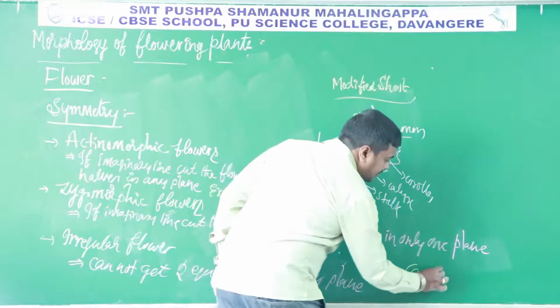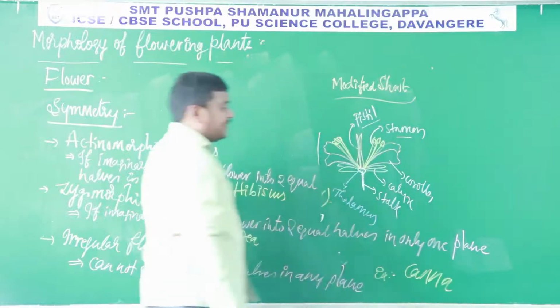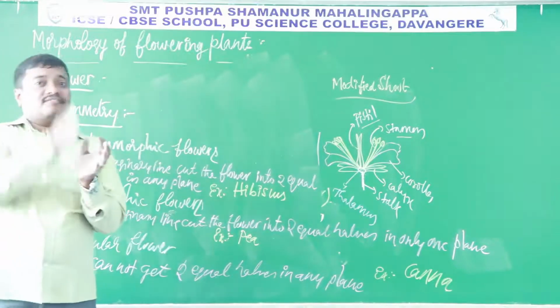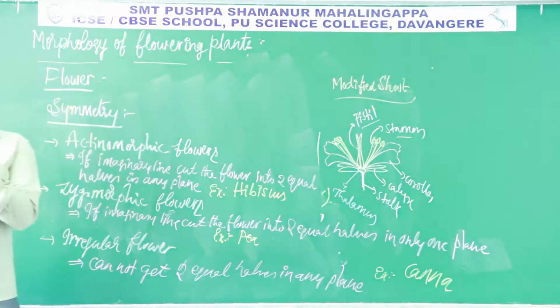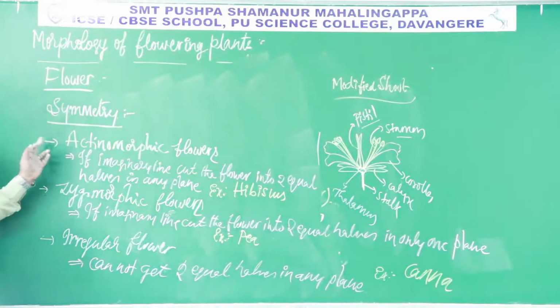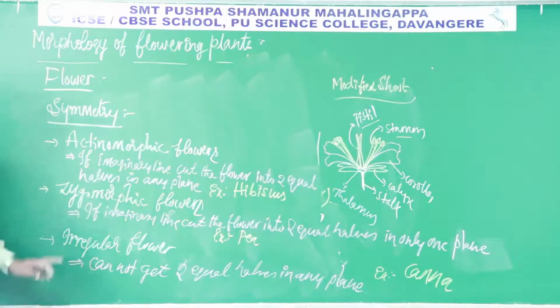For this, the best example is there is a plant called canna. Okay, canna is an example for an irregular flower. So this is about the symmetry of the flower, how the appendages are arranged, whether if you cut the imaginary line, all the appendages are equally distributed or not. So based on that, you have actinomorphic flowers, zygomorphic flowers and irregular flowers.